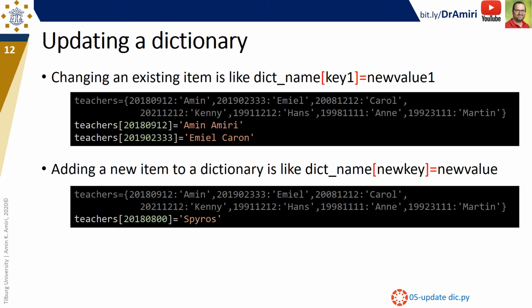You can also create a new item simply, using the same style of operation used for changing an item. You can add a new item by providing the new key. Note that the key should not be repeated. The key should not exist in the dictionary. So you provide a new key in between brackets, and after the equal sign, you provide the new value. Here I added another colleague of mine in the dictionary.